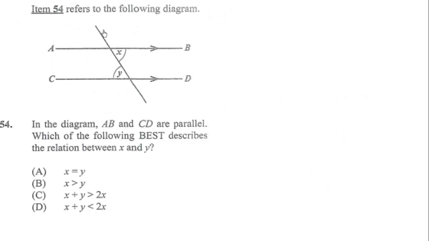Item 54 refers to the following diagram. So this is diagram A. AB and CD are parallel, so this line and this line are parallel lines. Which of the following best describes the relation between x and y? So we know that alternate angles are equal. x and y are alternate interior angles. So because they are equal, we have x equal to y. Therefore the correct choice is A.